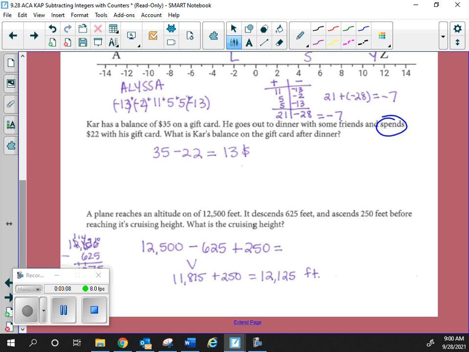Could I have written this in a different way? Did anyone write it differently, June? It can also be 35 plus negative 22. Let's look at that. 35 plus negative 22. Is that the same thing? Yeah. You'll see that? Yeah. Okay. So what we're going to be learning today, subtraction, we can actually rewrite it as addition of the opposite value. Like you can add the opposite, add a negative instead of it's the same problem. That's something you can notice.